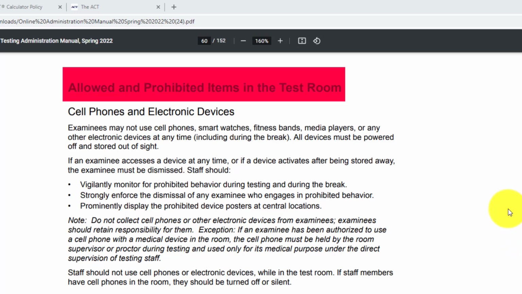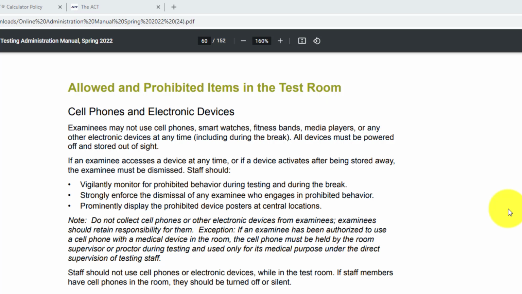So as a room supervisor, you need to make sure you understand this section, administering the test, very carefully. So the first part talks about cell phones and electronic devices. Examinees may not use cell phones, smartwatches, fitness bands, media players, or any other electronic devices at any time, including during the break. All devices must be powered off and stored out of sight.